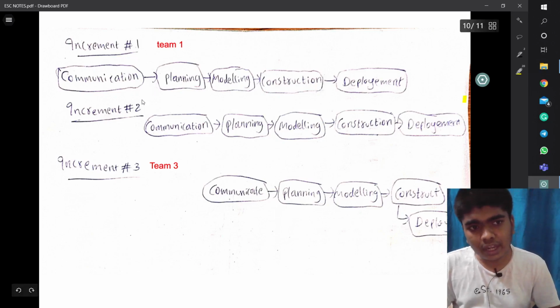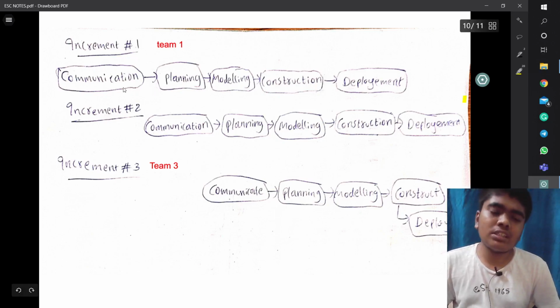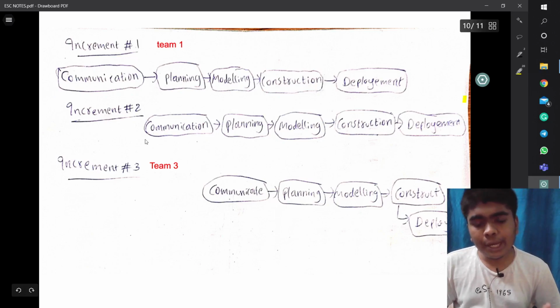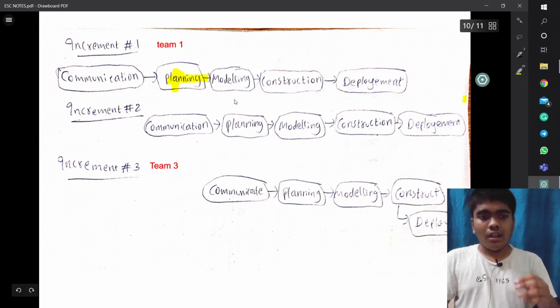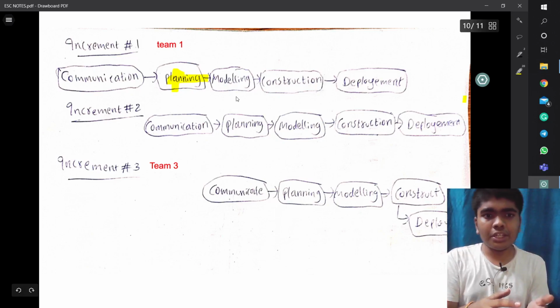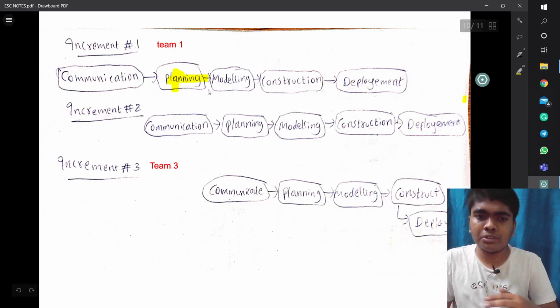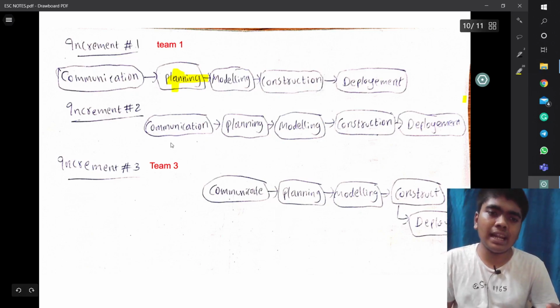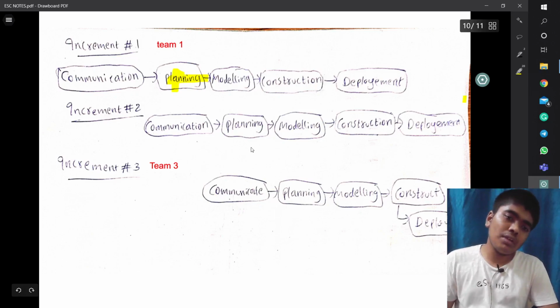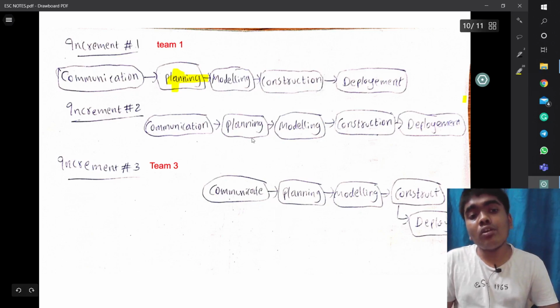Team 1 is working on a particular front end development, so they start communicating with the client, and then team 2 will communicate with the developer. At the same time team 1 will be planning that product. The stages are communication, planning, modeling, construction, deployment. If one team is communicating, team 2 may be a bit late, so when team 1 is planning, team 2 will start the communication, and team 3 will be a bit slower. They will start the communication at the planning of team 2.